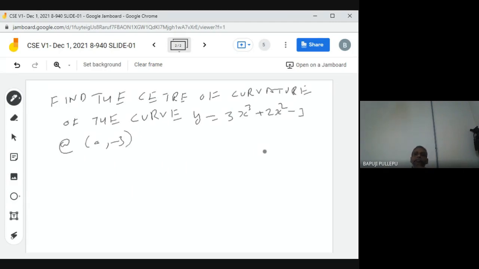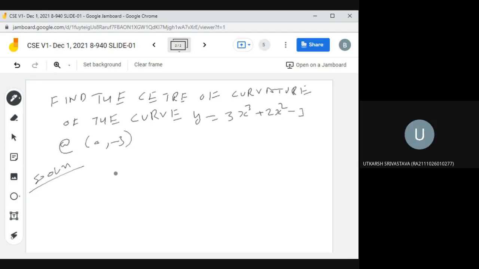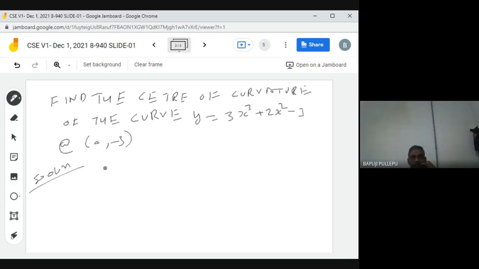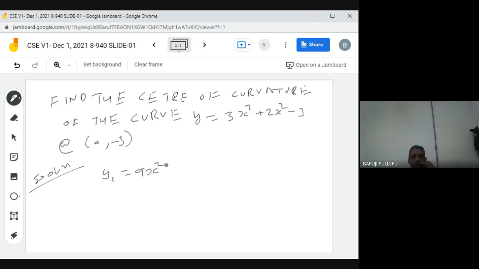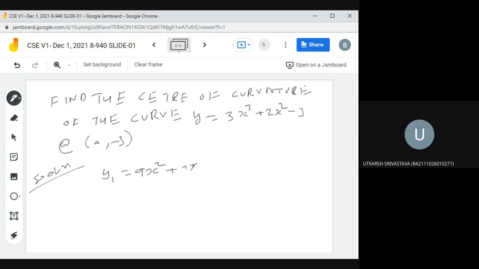Now we can find y1. From where do we get y1? From this equation. Y is equal to 3x cube plus 2x square minus 3. Now tell me what is y1? y1 is 9x square plus 4x.